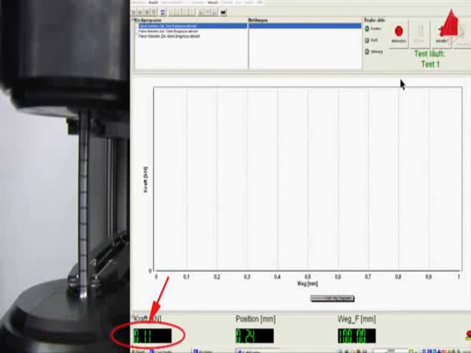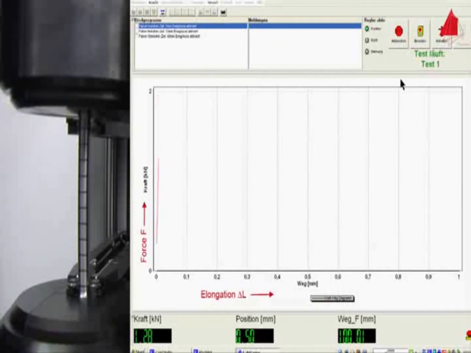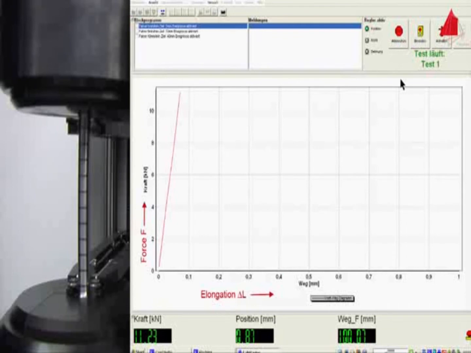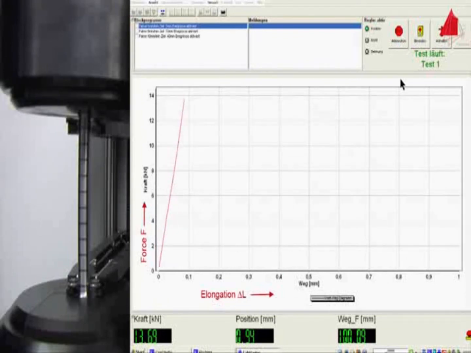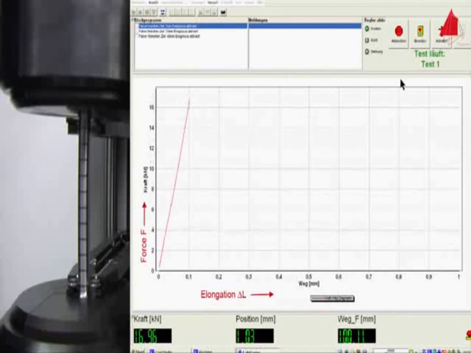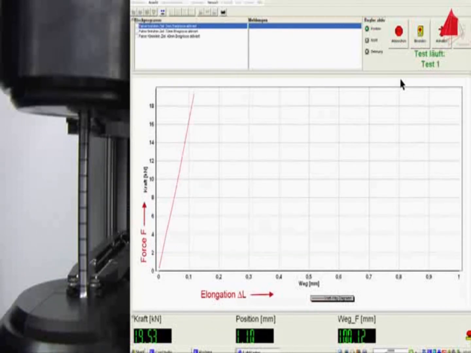The material behavior can best be observed in a force elongation diagram. The force F is being plotted upwards on the vertical axis, the elongation delta L towards the right on the horizontal axis. At first, the force rises rapidly. Force and elongation are proportional and form a steep, straight line in the diagram. In this area, the material behaves elastically. If the test piece were to be unloaded from this area, it would spring back completely to its original length.